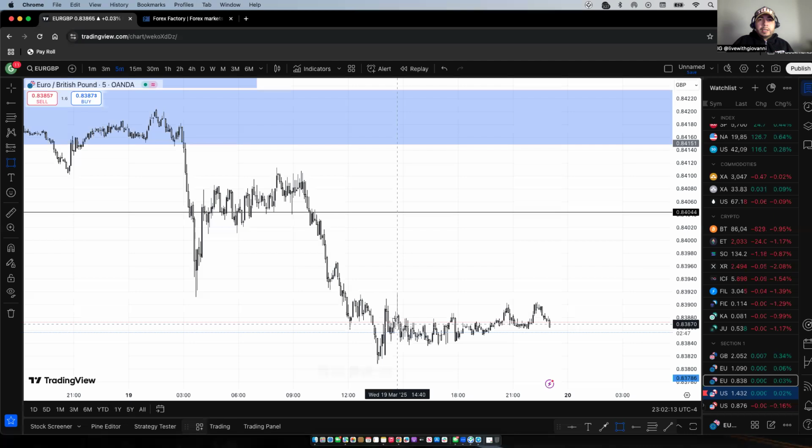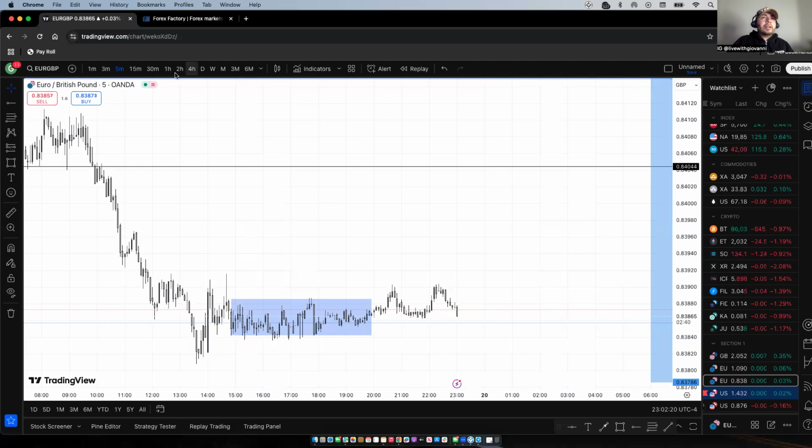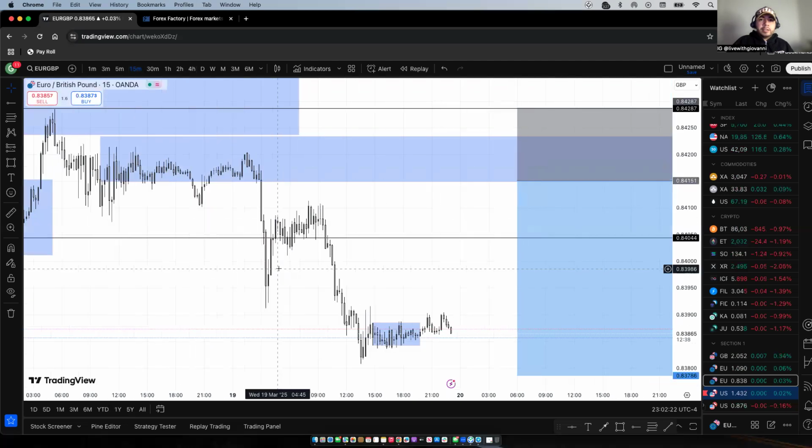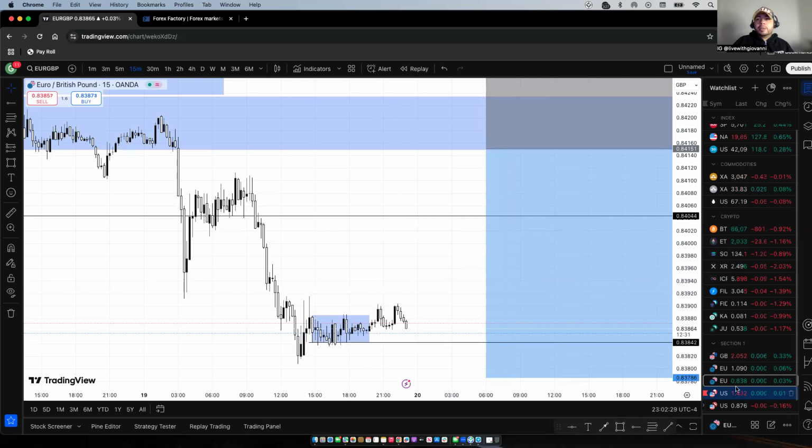Let's see if we close below here, because I am bearish, right? See how we close here. If we have a great closure, let me look at the 15. Yep. Right. If we close below here, I will start looking for sells when it comes to Euro GBP.